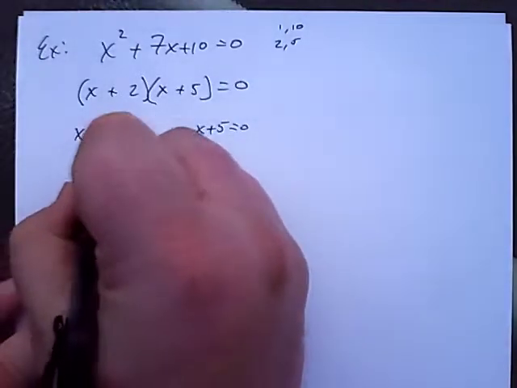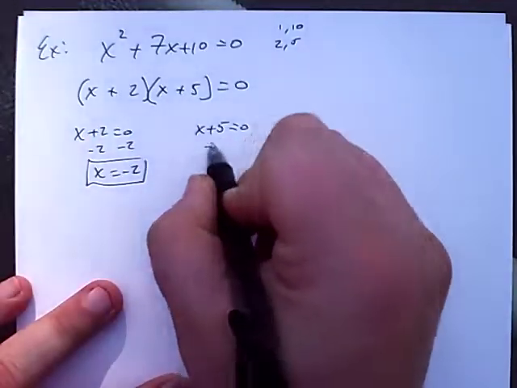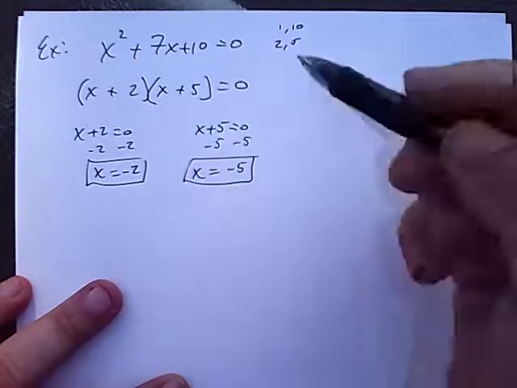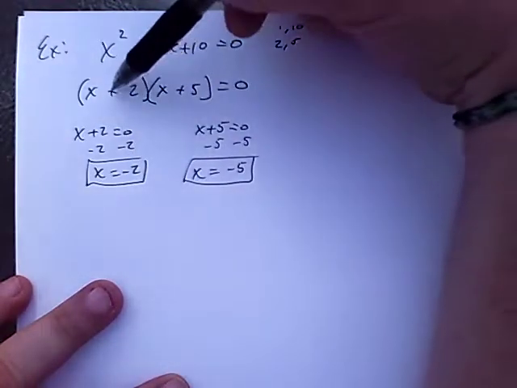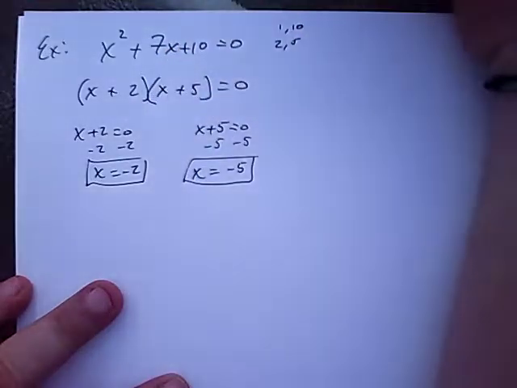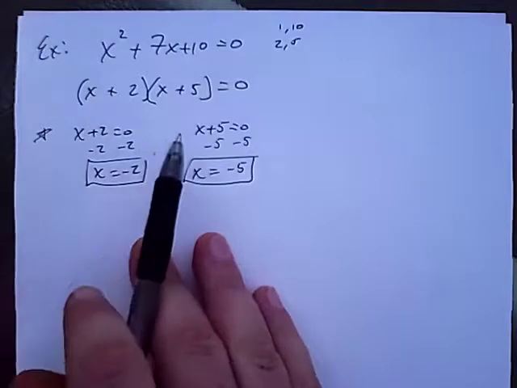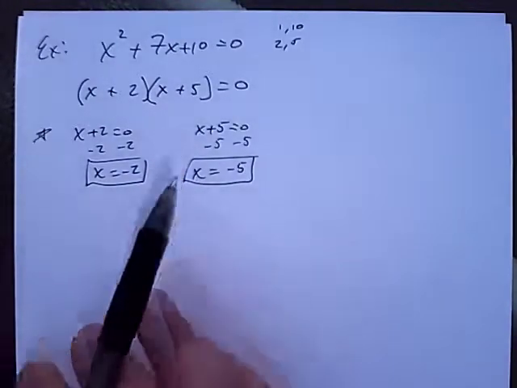And now it's just a simple subtract 2 from both sides and I get x equals negative 2. Subtract 5 from both sides and I get x equals negative 5. A lot of people are going to be tempted to just jump from here to the answer. Oh, it's just the opposite sign. Great, I know the answer. And what you're missing is the whole point. The whole point is to set each factor equal to 0 and take your time and truly understand what it is you're doing and why you're doing it.